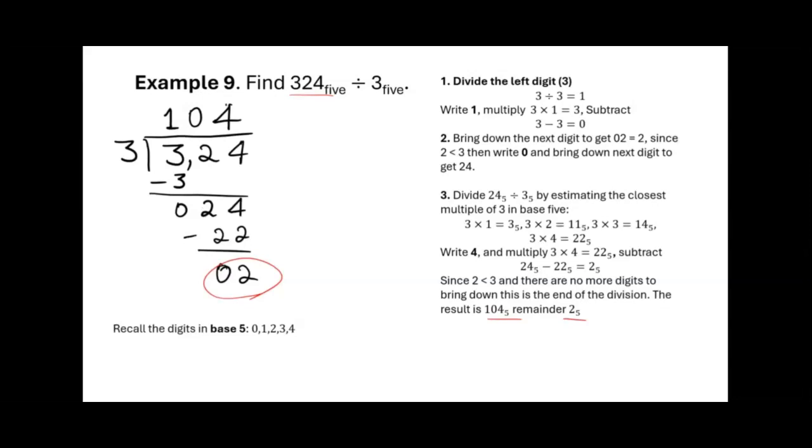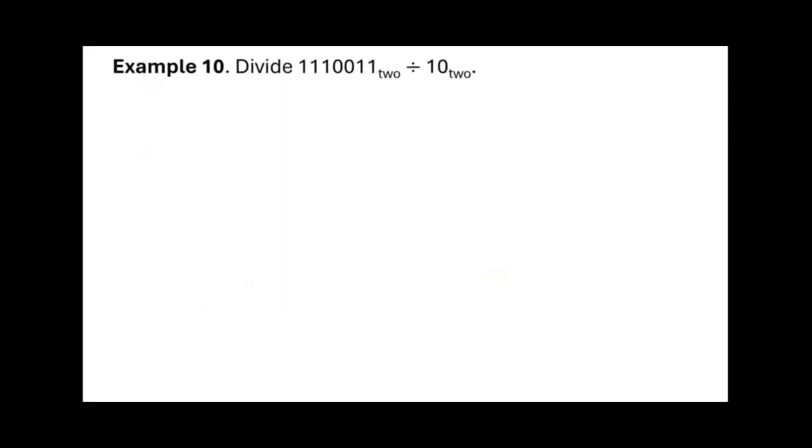So the result is 14, but there's a remainder. So it doesn't fit evenly. It leaves a remainder. When a number divides evenly or fits evenly, you're supposed to have a remainder of 0. Let's move on to the next example.